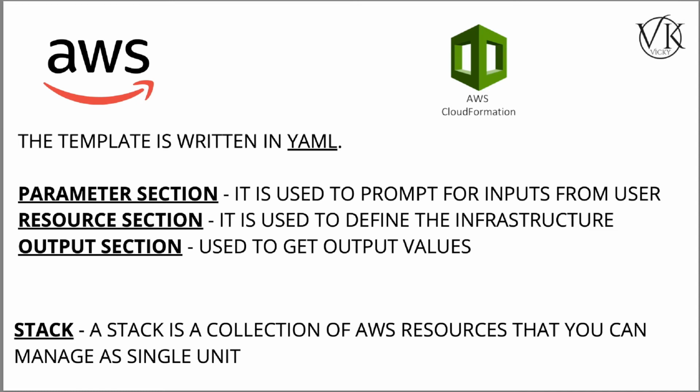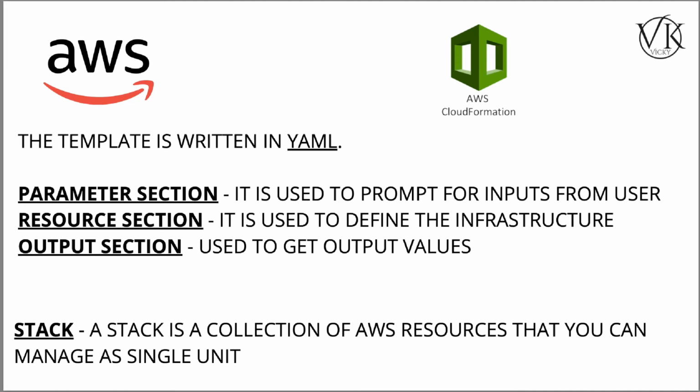We have a couple of sections: the resource section, the output section, and the parameter section. Let me explain this in simple terms. Resources are whatever resources you need to create. Let's suppose you need to create a VPC, an EC2 machine, and an S3 bucket. All those things you are going to mention in the resource section.